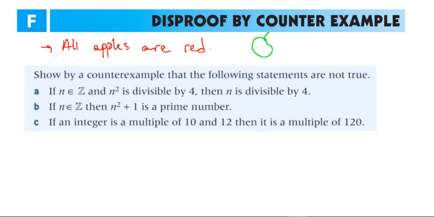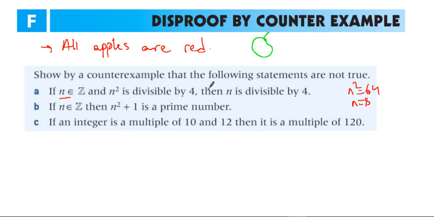Let's see in mathematics how we can do it. For example, show by counterexample that the following statements are not true. First: if n is an integer and n squared is divisible by 4, then n is divisible by 8. Looks interesting. For example, if n squared is 64, it's divisible by 4, and n is 8, so it's also divisible by 8. So it kind of looks correct, right?